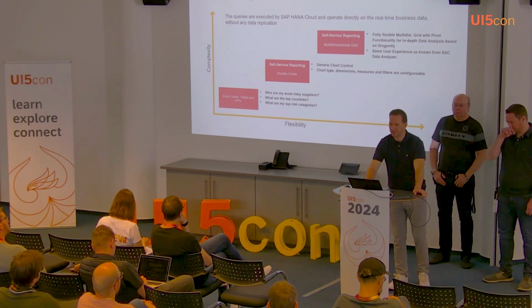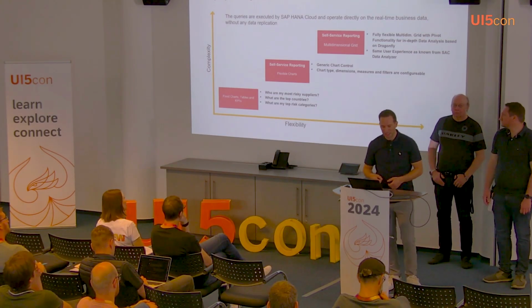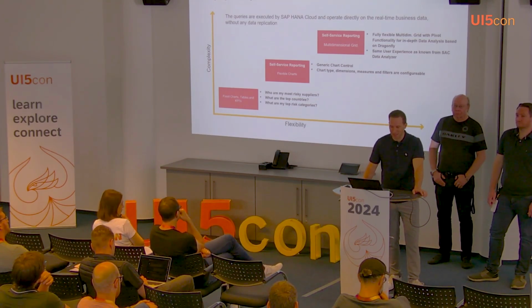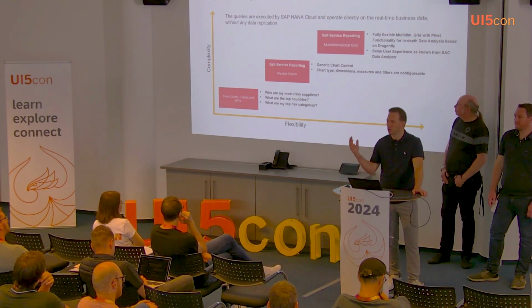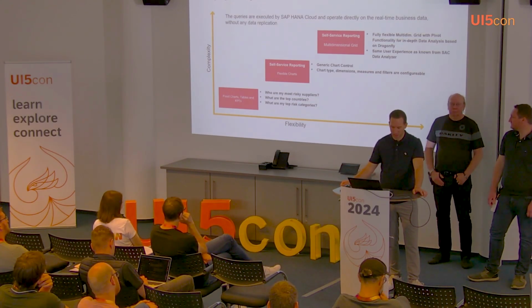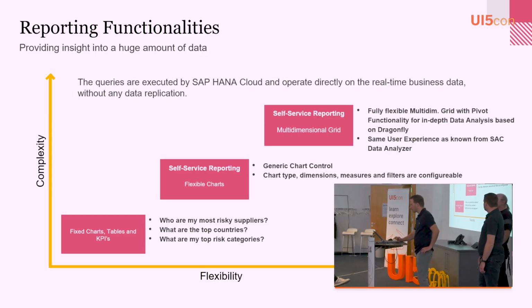A huge amount of data is also the big challenge for us, how to provide the insight, and that's why I give you a short overview of the reporting functionalities which we provide. On the bottom left corner, we provide fixed charts, tables, and KPIs, which answer the most important questions for the user at a glance. We answer questions like: who are the most risky suppliers, what are my top countries, what are the top risk positions, and so on.